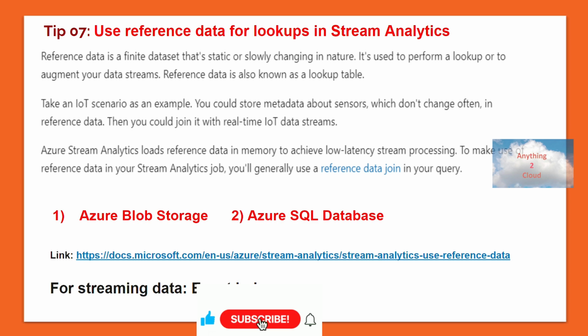Basically, what we need to understand from here is reference data is a finite data set that doesn't change very often. We can use reference data as a lookup in Azure Stream Analytics, and you can use Azure Blob Storage or Azure SQL database to store this reference data, which can act as a lookup in Azure Stream Analytics. For streaming the data, you can use Event Hub, and for lookup, we can use Azure Blob Storage or Azure SQL database. To store the reference data, we should use either Azure Blob Storage or Azure SQL database, and for input streaming data, we should use Event Hub.